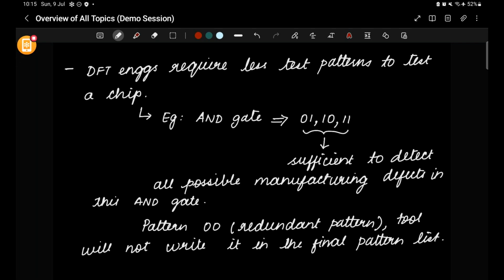If it was a functional verification engineer, then they also need to check the 0, 0 pattern in order to check whether the AND gate is functioning properly or not. If it was functional verification, they need to check all four patterns. Whereas for a DFT engineer, in order to check whether there is any manufacturing defect in the AND gate, these three patterns are sufficient. So whichever patterns detect all the manufacturing defects in our chip, only those patterns the tool will place in the final pattern list. Hence, as DFT engineers, we require fewer test patterns to test the chip. So this is an example to justify the fourth point.